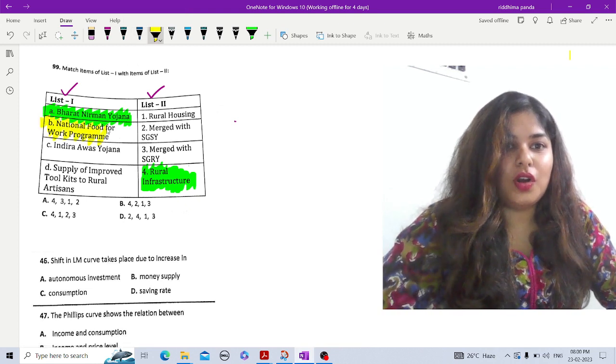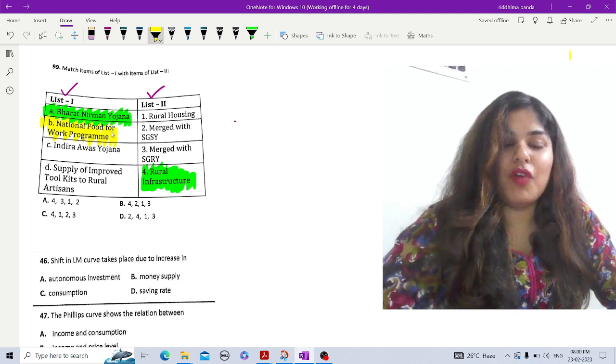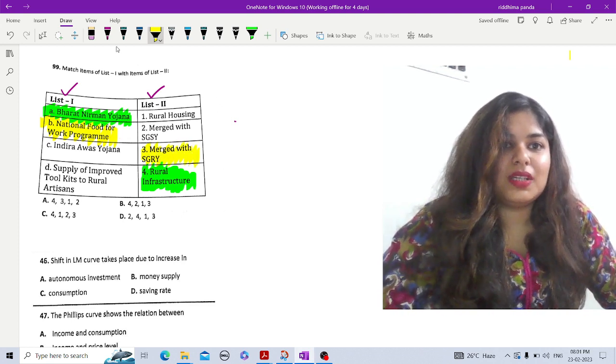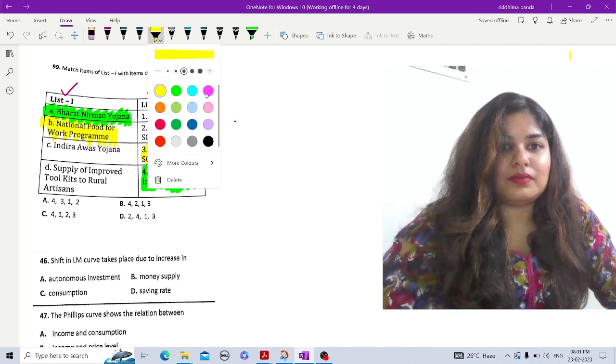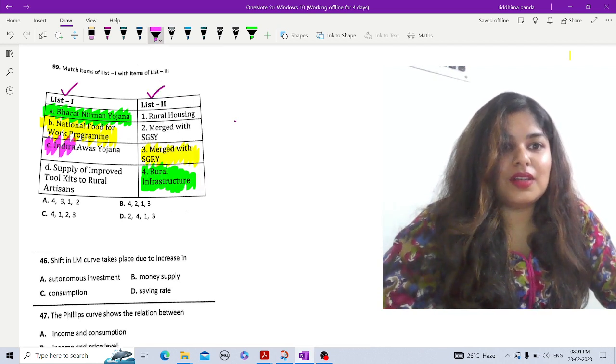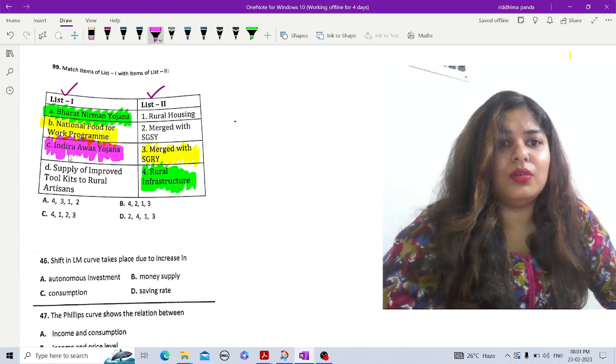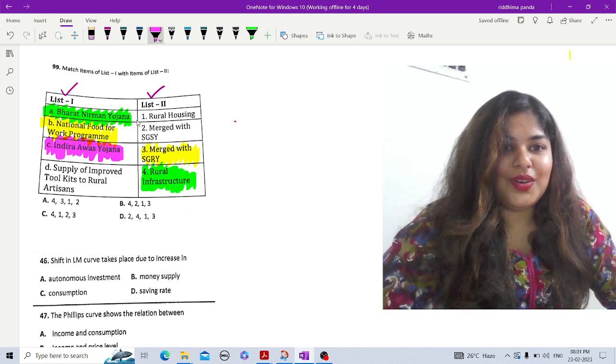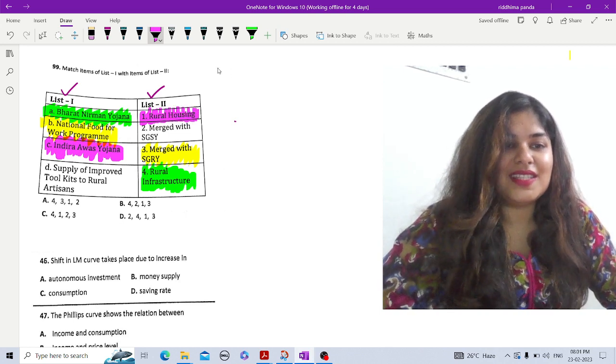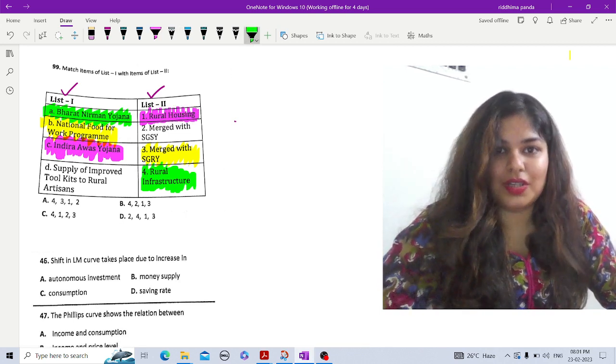National Food for Work Program. Now, National Food for Work Program is one of the programs merged under SGRY. So, B and 3. Next one is Indira Awas Yojana. Indira Awas Yojana is talking about housing. So number 1 is rural housing, and this is linked with Indira Awas Yojana.